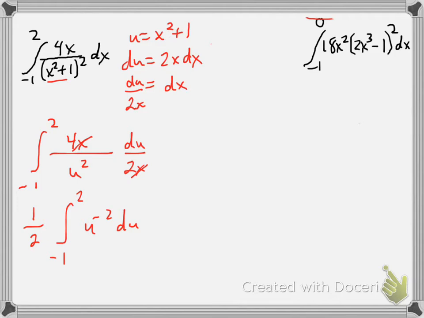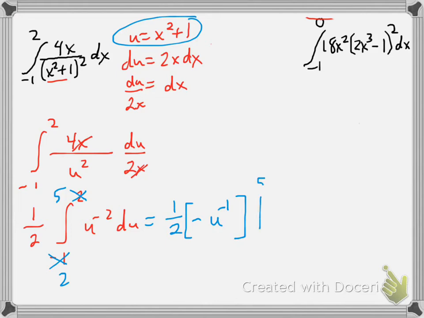Now at this point I'm going to change the bounds because I don't want to plug everything back in. So I'm going to change the bounds by plugging in my original bounds into u. So I'm converting everything to u. So instead of negative 1 here, it's going to be positive 2, and up here it's going to be 5. So when you integrate, integral of u to the negative 2 is u to the negative 1 over negative 1, or just times negative 1, and then we're going from 5 to 2.